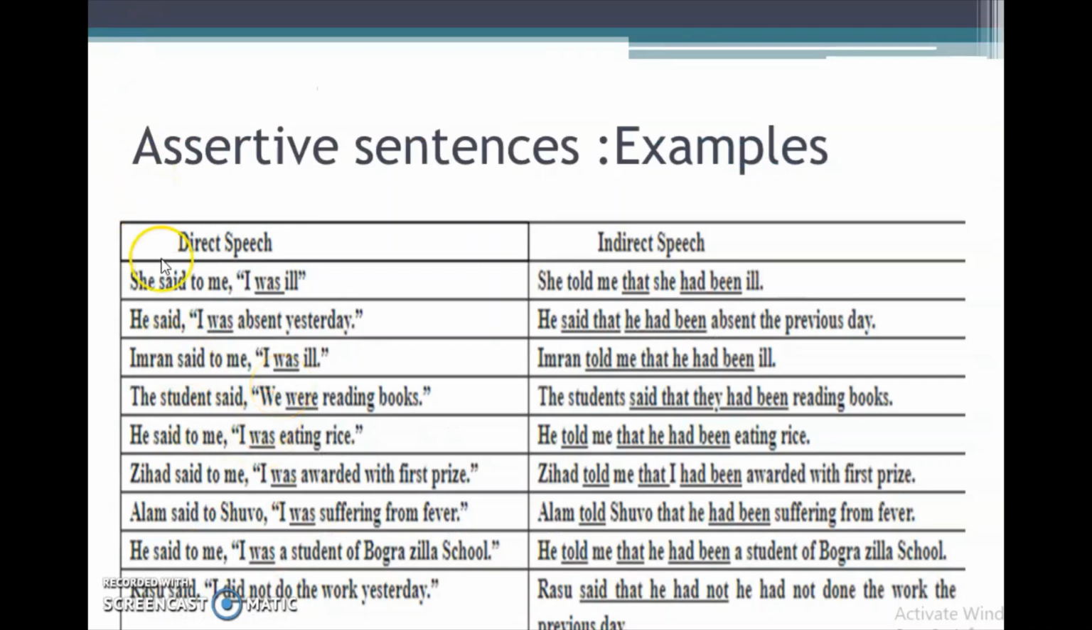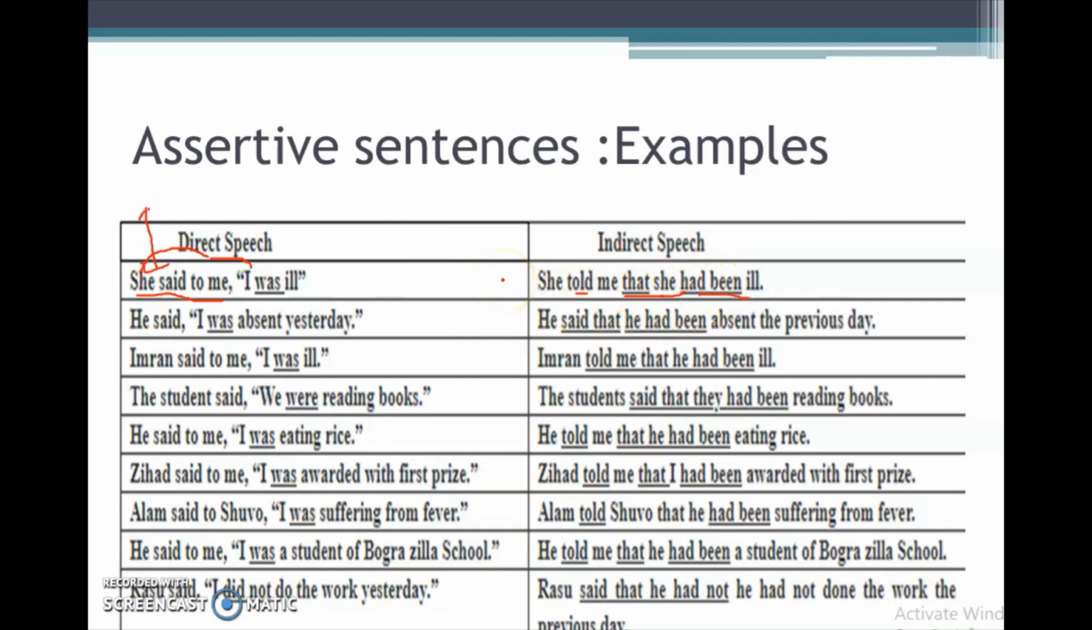Here is a further example. She said to me, I was ill. First step is to look at this part of the sentence. She said to me is in past tense, so apply all the 5 changes. First one is said to is changed into told. She told me, that is added to replace the inverted commas. I, first person, changes according to the subject, so we will change it accordingly, and she is added. Was ill, simple past, will be changed into past perfect according to the rule.